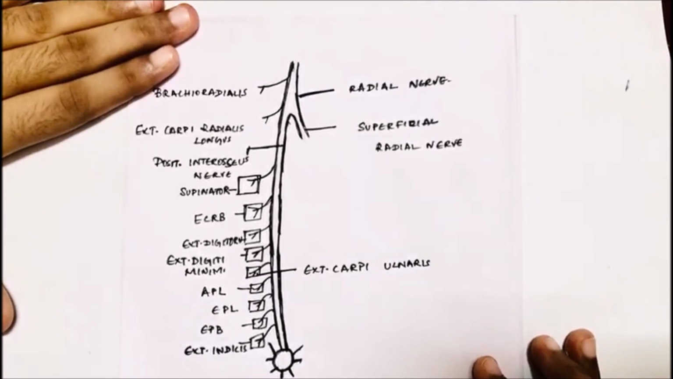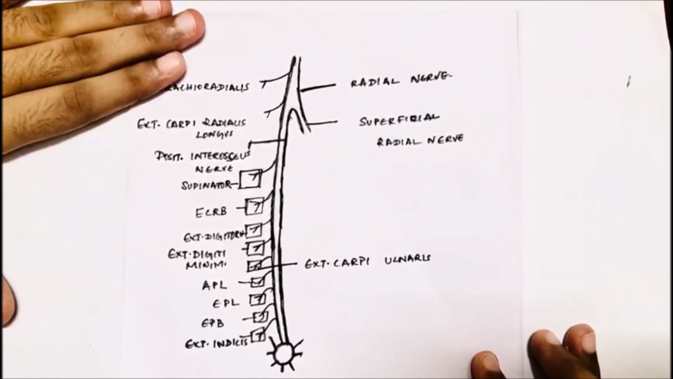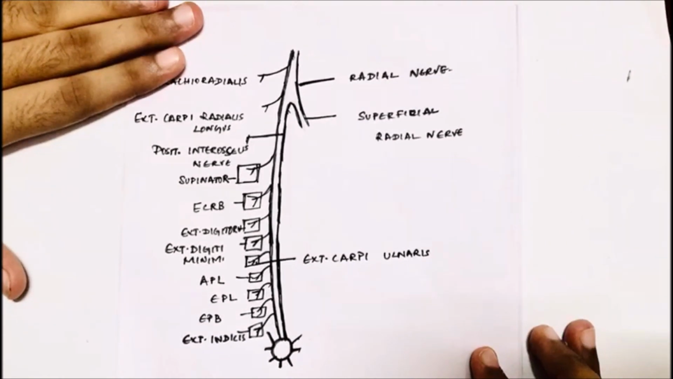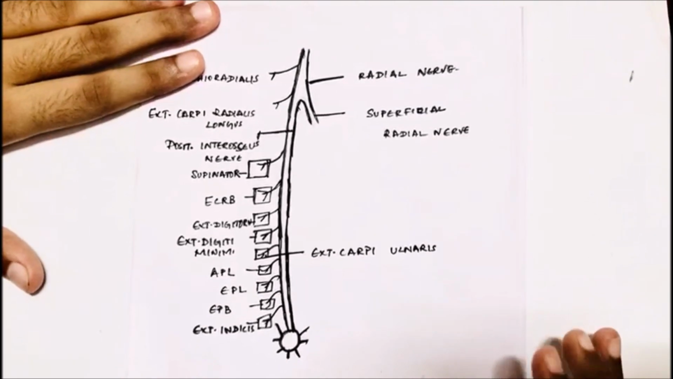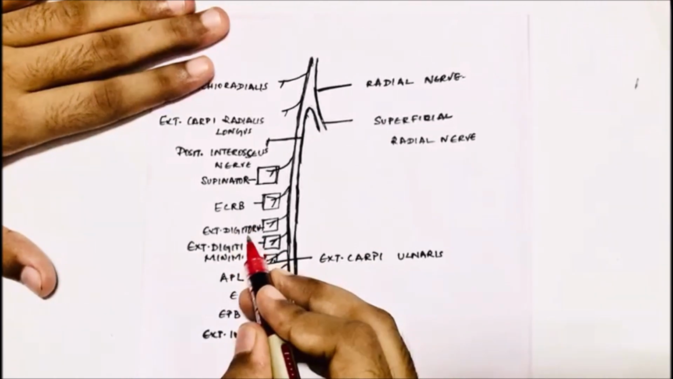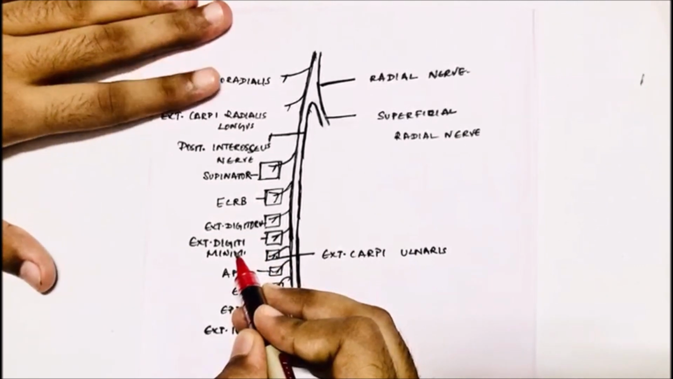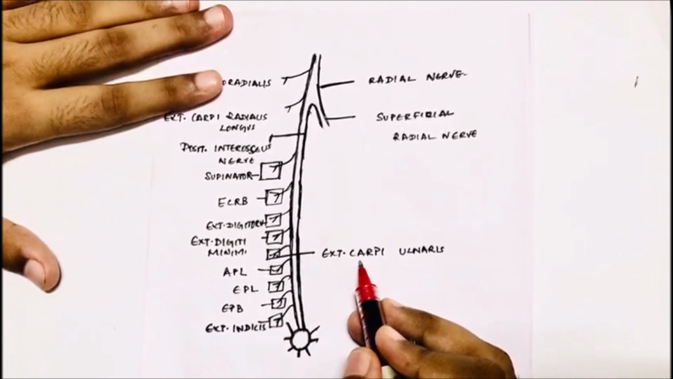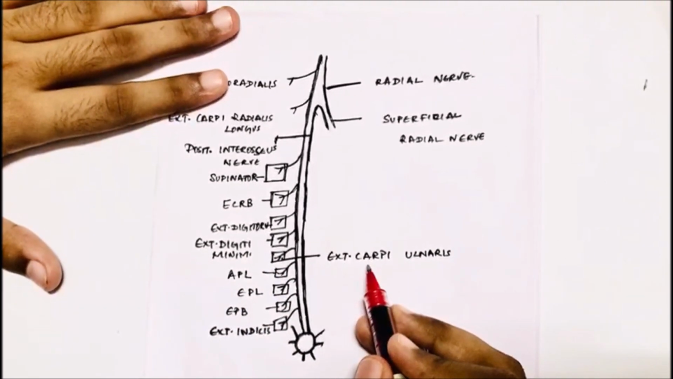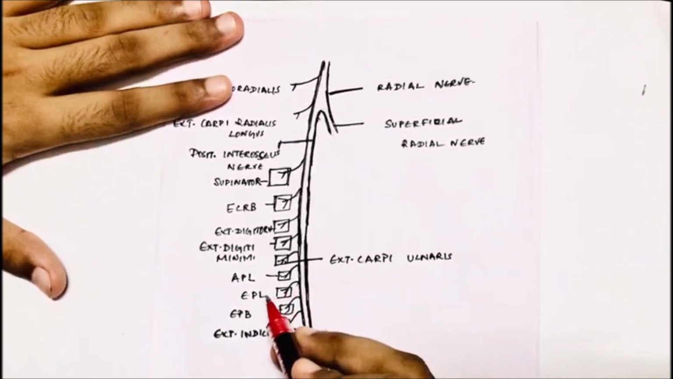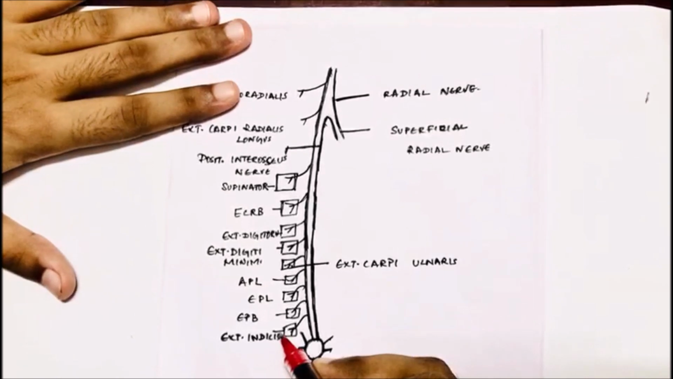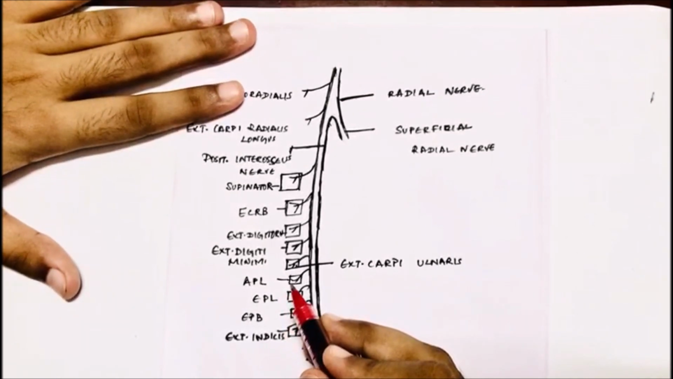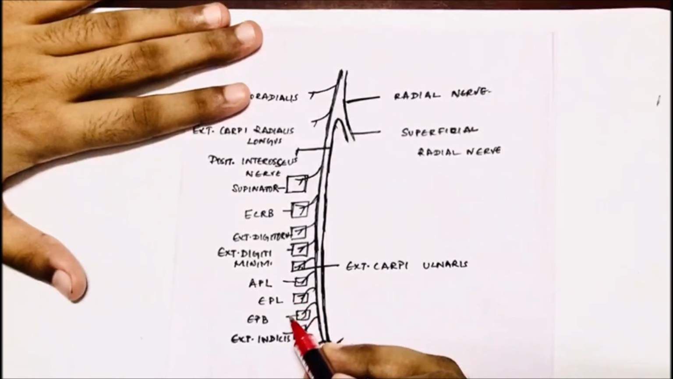After piercing the supinator, the following branches are given, which are divided into muscular branch, articular branch and the sensory branches. Under muscular branch, the short branches go to the extensor digitorum, extensor digiti minimi and the extensor carpi ulnaris. The long branches are divided into medial set, which supplies the extensor pollicis longus and the extensor indicis, and the lateral set, which supplies the abductor pollicis longus and the extensor pollicis brevis.